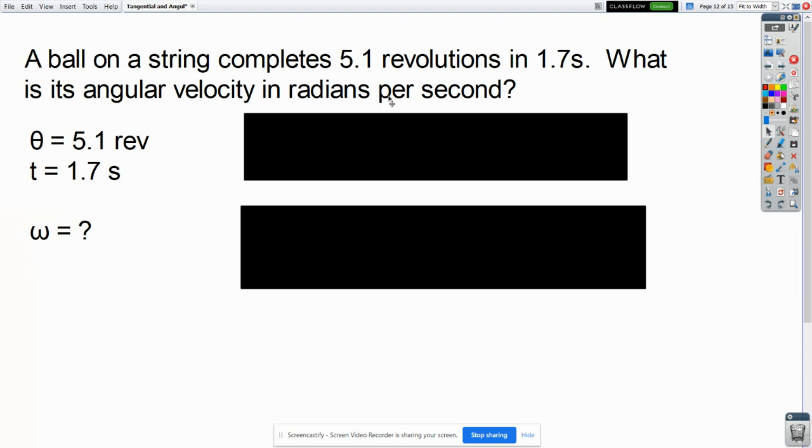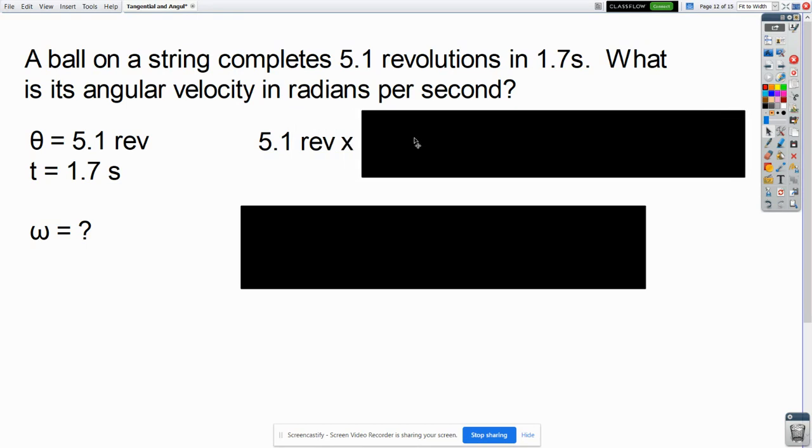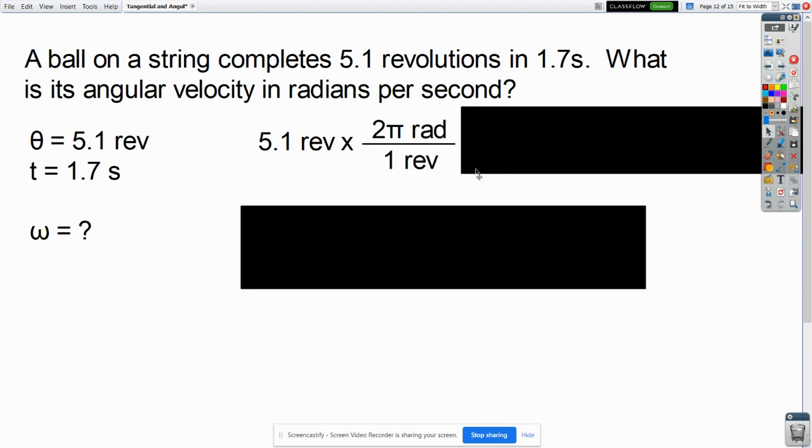But this is asking for radians per second. So the first thing we're going to have to do is convert the revolutions into radians. So it's 5.1 revolutions times, and then a fraction bar. And it's the number of radians in one revolution that goes into our fraction. One revolution is 2 pi radians. So the one revolution will go on the bottom, again for unit cancellation purposes. And the 2 pi radians goes on top.